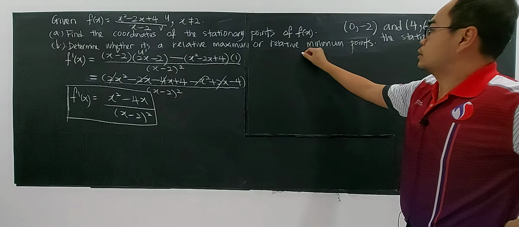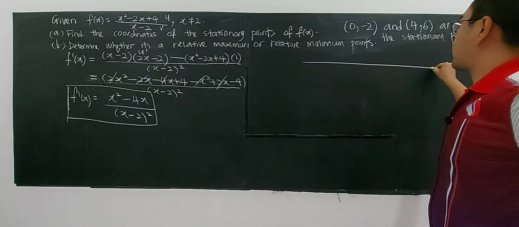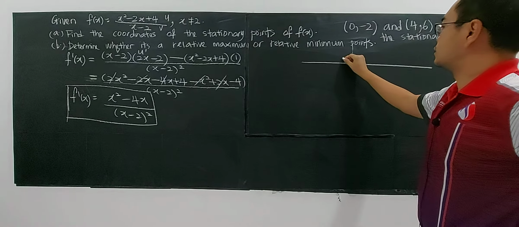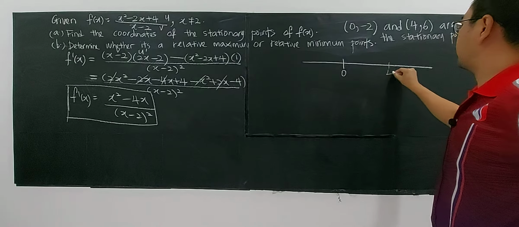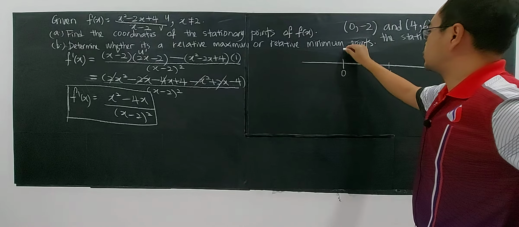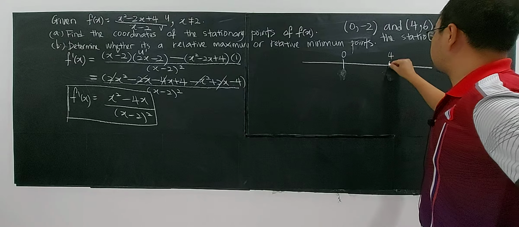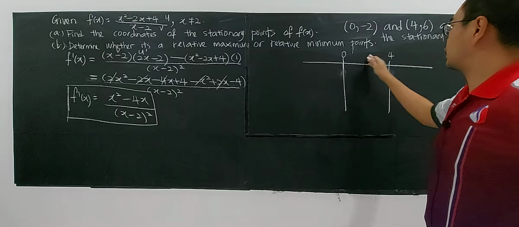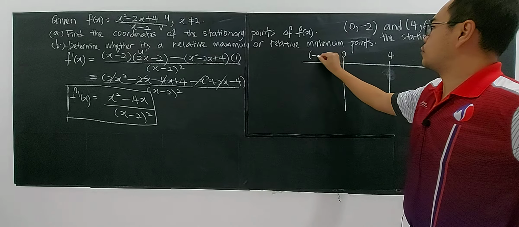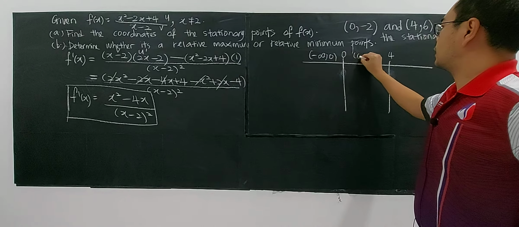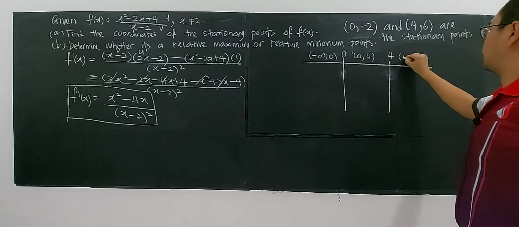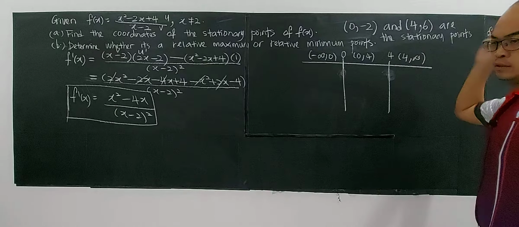Alright, in this case we have 0 and 4 as stationary points. I just write here 0 and 4, which divide the number line into 3 intervals: negative infinity up to 0, 0 up to 4, and 4 up to infinity.